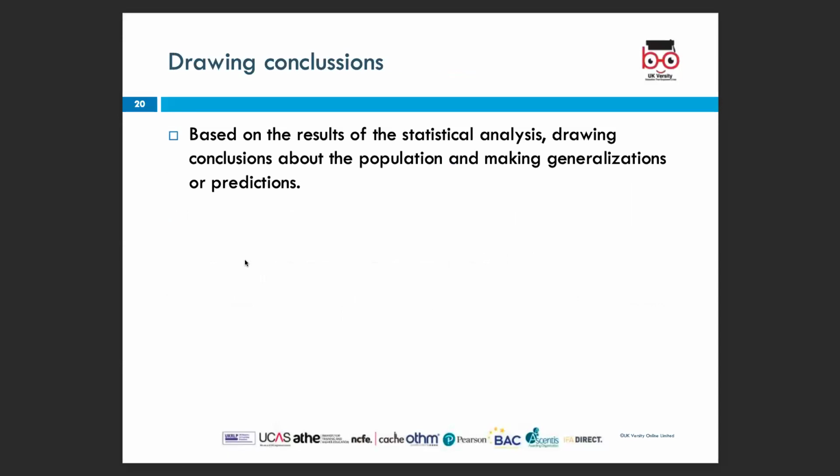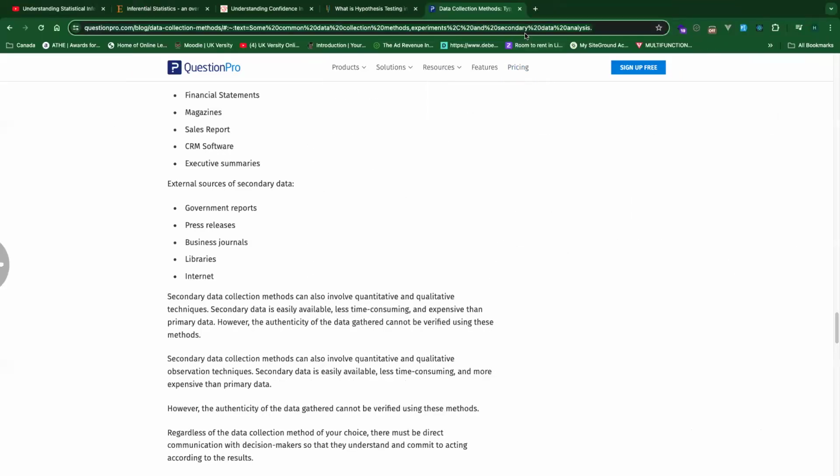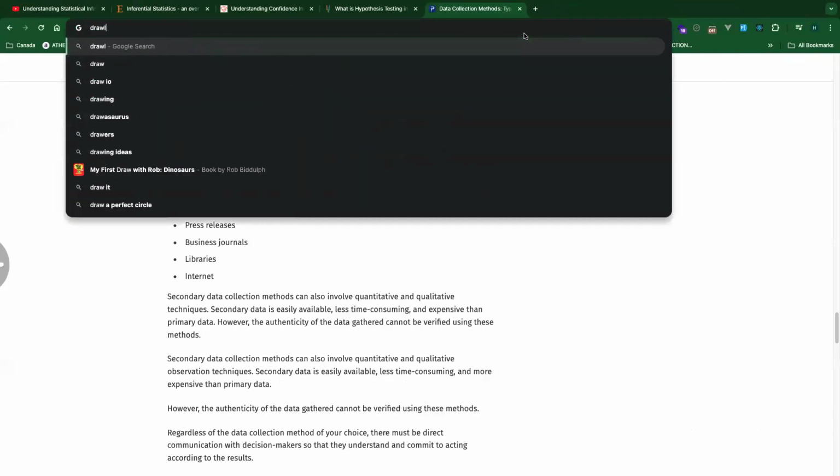Next, we'll be looking at how to draw conclusions. So obviously, based on everything that you've done, the hypothesis and the methods that you used, you have to draw a conclusion. So, as you can see, it means based on the results of the statistical analysis, drawing a conclusion about the population and making generalizations or predictions. That's literally what we do there. And then we just don't draw conclusions. We have to look out.